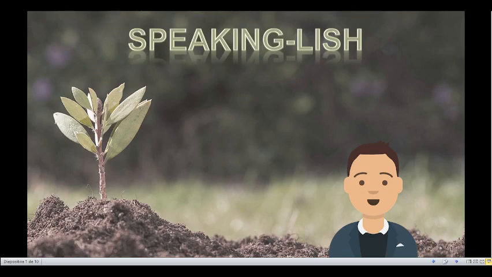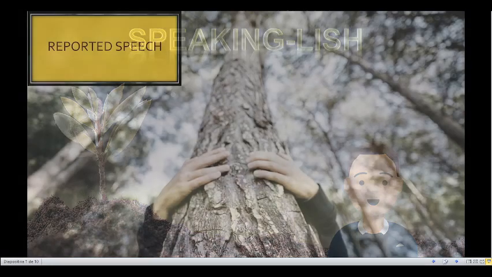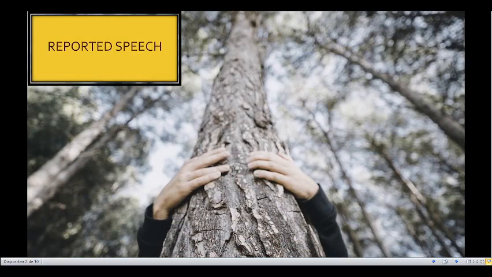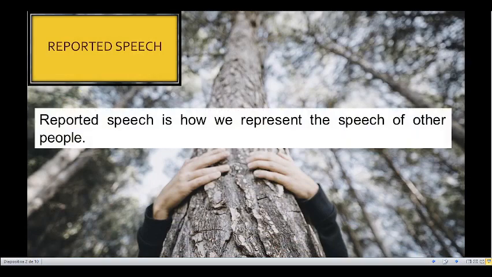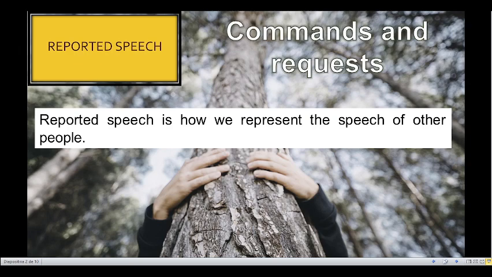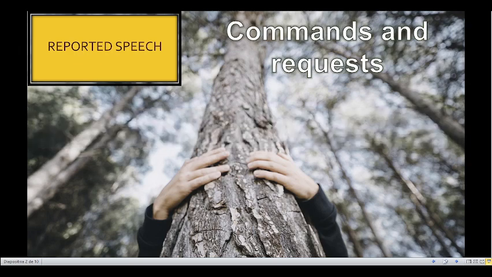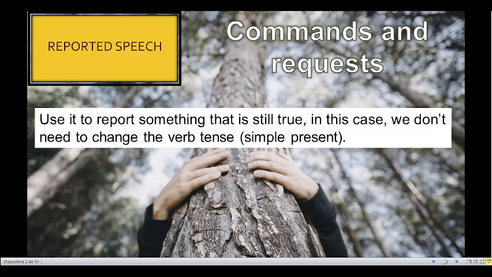Today we will learn an important topic in English and it is reported speech. Reported speech is how we represent the speech of other people, but today we will learn reported speech, commands and requests. So we use it, commands and requests, to report something that is still true. In this case, we don't need to change the verb tense. With commands and requests, the most common tense is simple present.